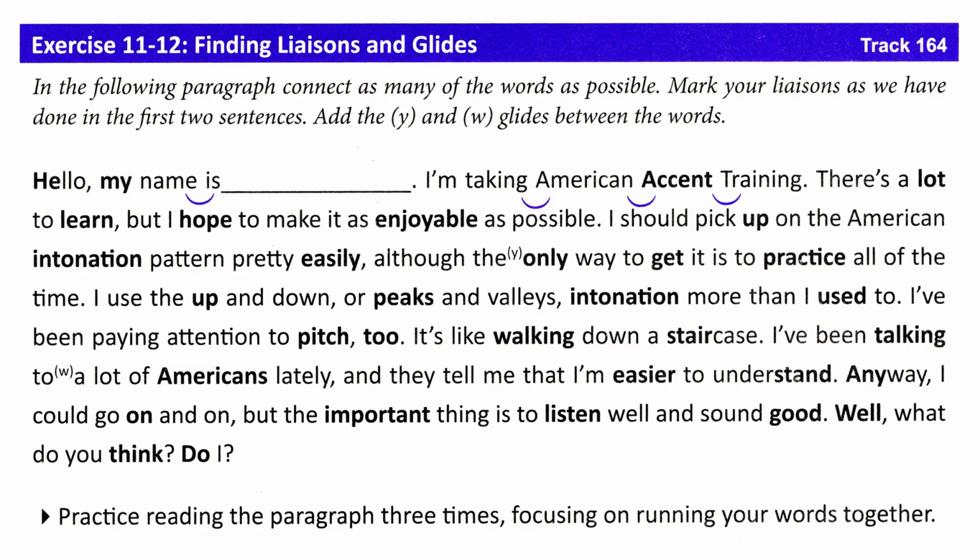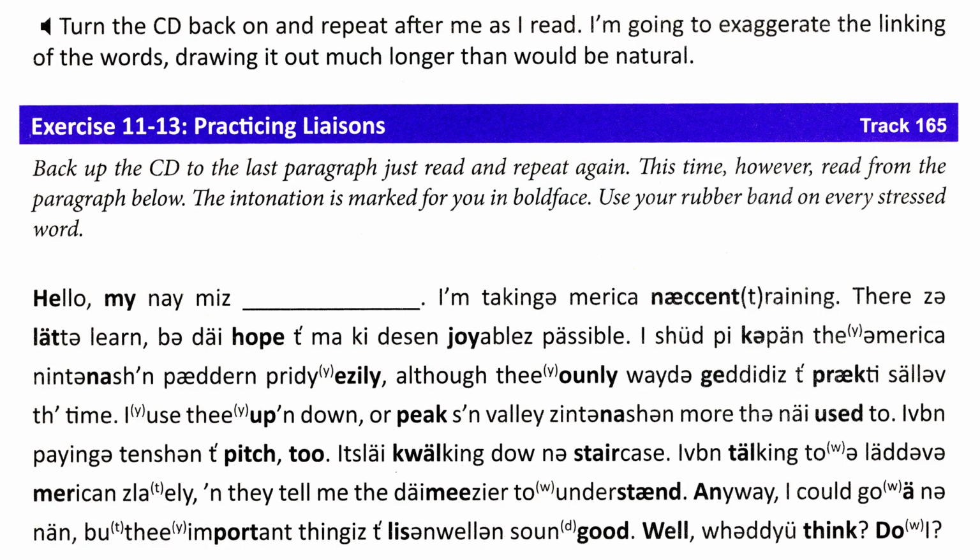Exercise 11-12. Finding liaisons and glides. In the following paragraph, connect as many of the words as possible. Mark your liaisons as we've done in the first two sentences. Add the Y and W glides between the words. Practice reading the paragraph 3 times, focusing on running your words together. Turn the CD back on and repeat after me as I read. I'm going to exaggerate the linking of the words, drawing it out much longer than would be natural.